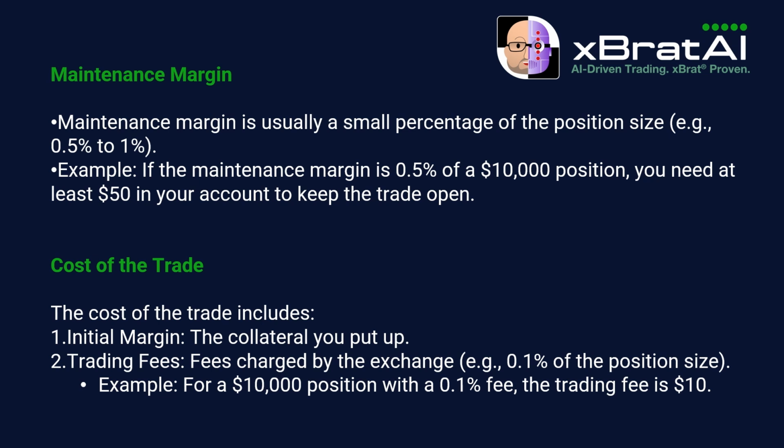The cost of the trade includes the initial margin, the collateral you put up, and then the trading fees. These are charged by the exchange. 0.1% is sort of normal. So for a $10,000 position with a 0.1% fee, the trading fee is $10. And this is how the exchanges and brokers make their money. They make their money by charging you a small fee every time you go into a trade to use their platform.